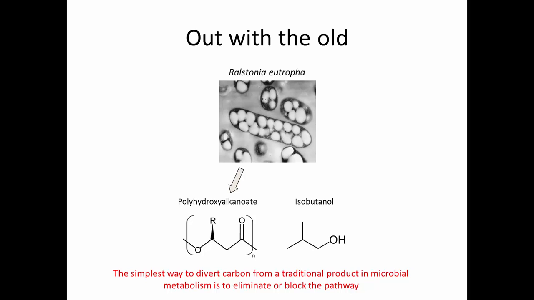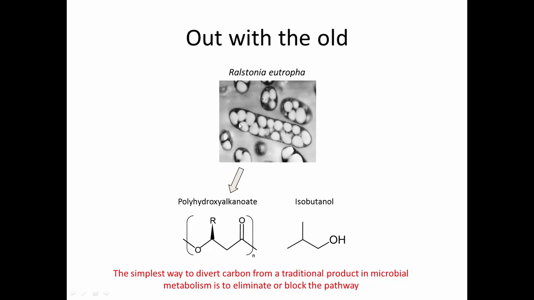So, first we start with the old, out with the old. What does an organism make that it spends a lot of its carbon on? And what can we do with that carbon afterwards if we don't want to make that product? So, for example, Ralstonia eutropha, obviously a bacterium I know well, and I hope you will know well by the end of this class. It makes this intracellular polymer called polyhydroxyalkanoate, and you can see that the cell fills itself up with a bunch of little granules of this polyhydroxyalkanoate.